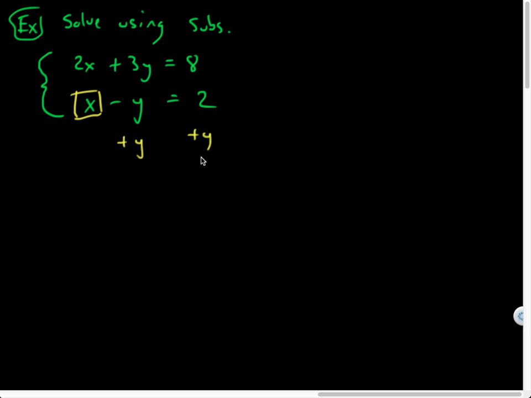Add y to both sides. Good. So I'll have x equals y plus 2. You could write 2 plus y. There's no problem with that. So this is my revised equation, recall? Right? Remember? So that's the revised equation.